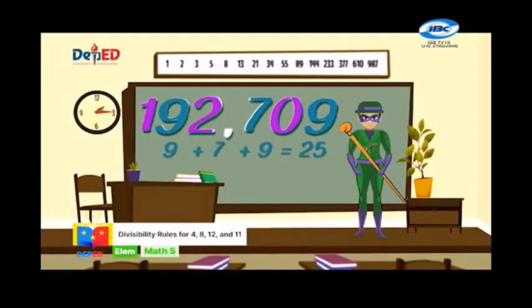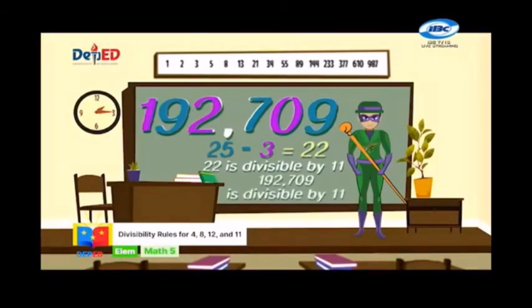Third, let's find the sum of the digits in the odd places. 9 plus 7 plus 9 is equal to 25. Fourth, let's add the numbers in the even places. 1 plus 2 plus 0 is equal to 3. Last step, let's find the difference of the two sums. 25 minus 3 is equal to 22. Since 22 is divisible by 11, therefore 192,709 is divisible by 11.